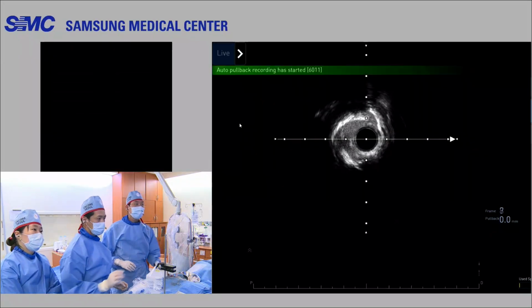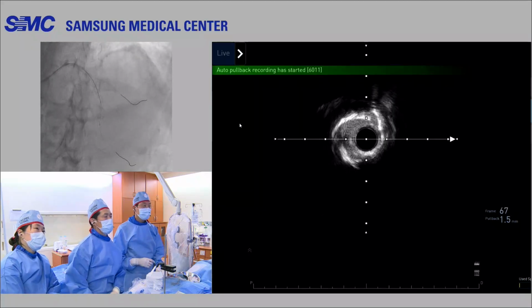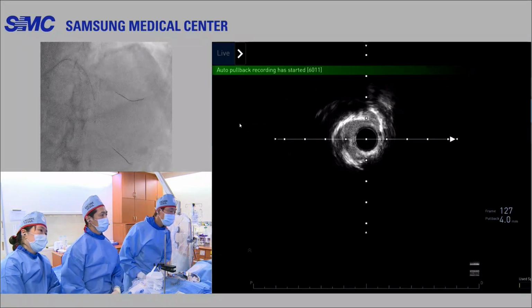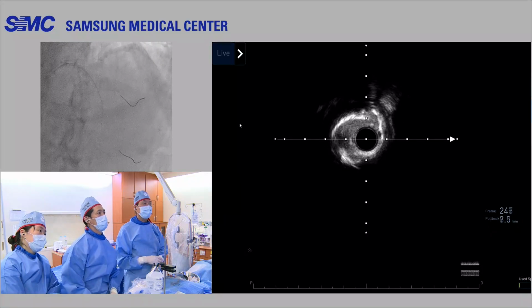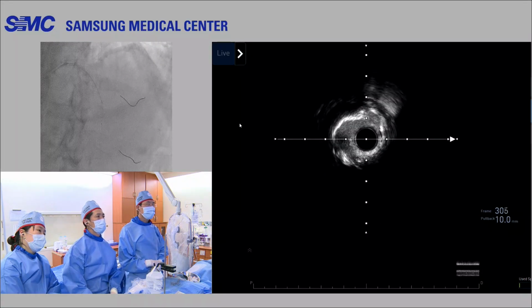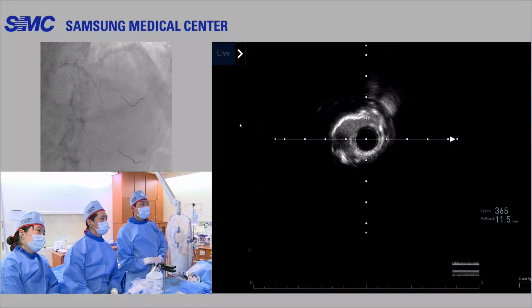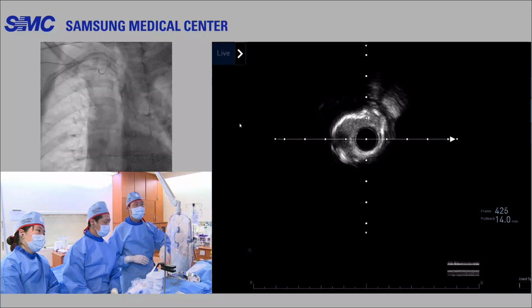There is a clock. 12 o'clock. This is down there. I didn't touch that area. 12 o'clock and 9 o'clock. And the vessel size, this is the start of the lesion.